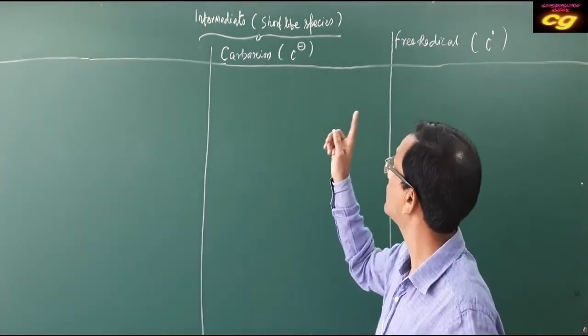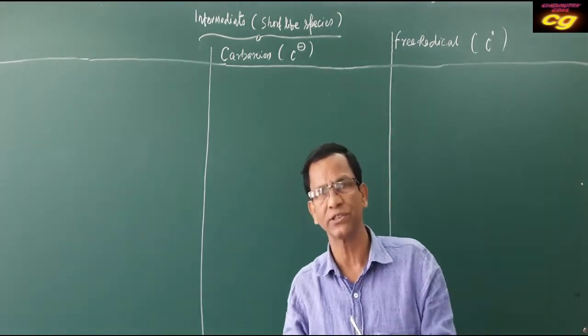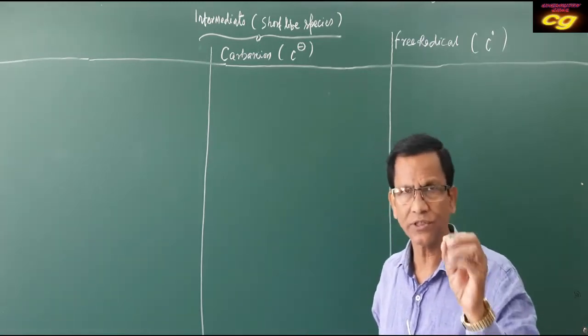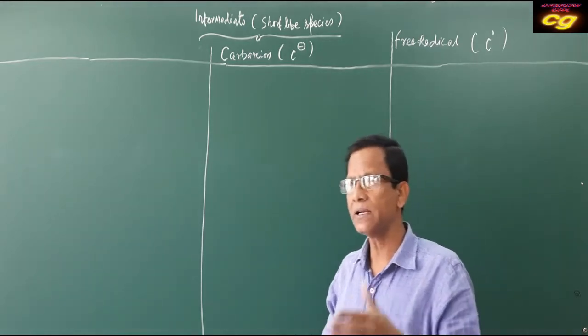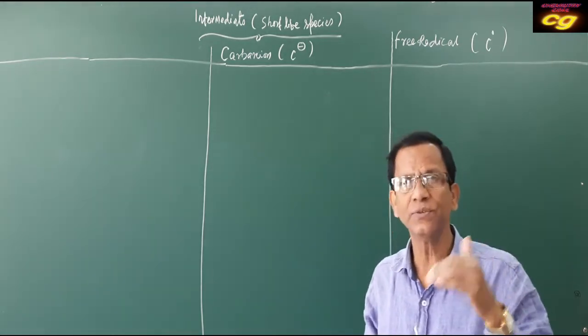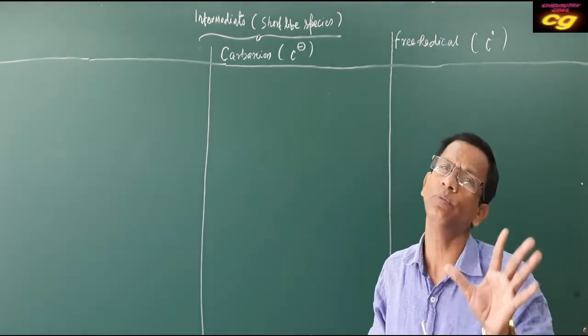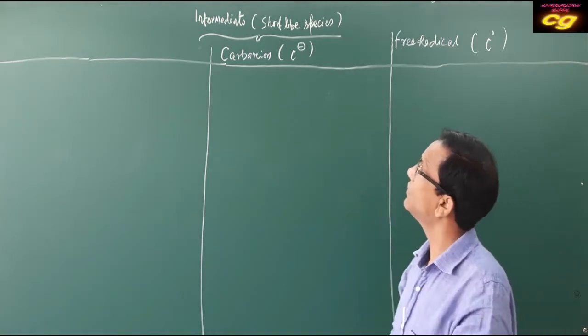Intermediates are short-lived species produced during the progress of reactions. These are short-lived, reactive species produced during the progress of the reaction. And as the reactivity is high and they are very short-lived, they are used up during the reaction in different steps. What are the intermediates?